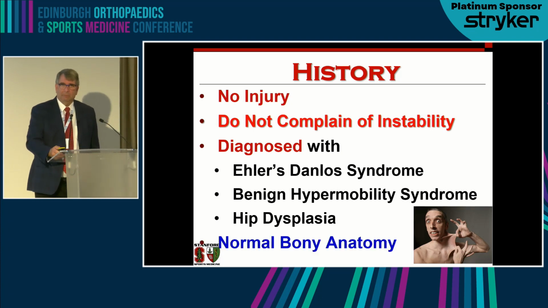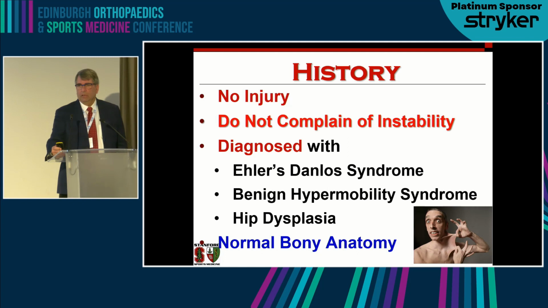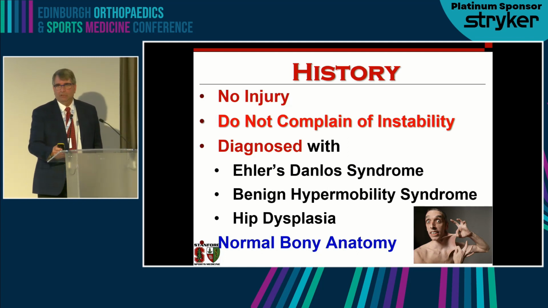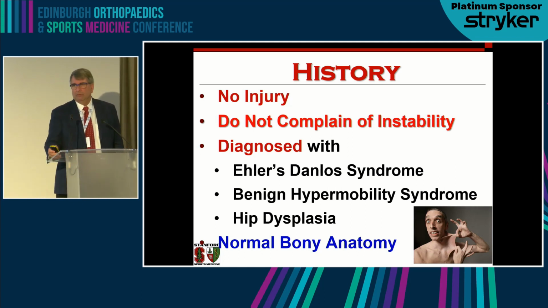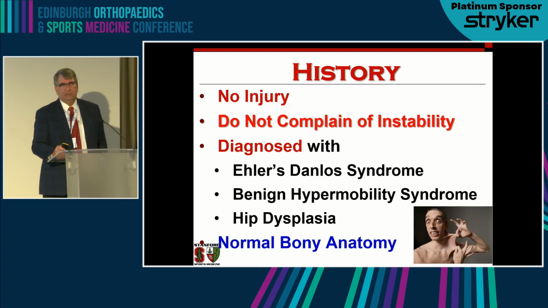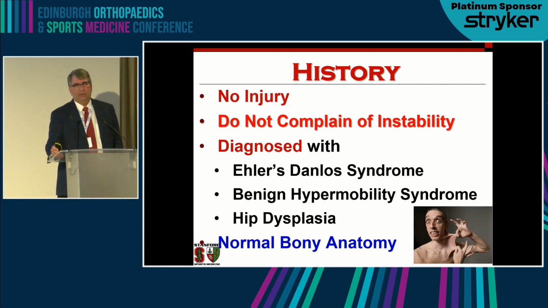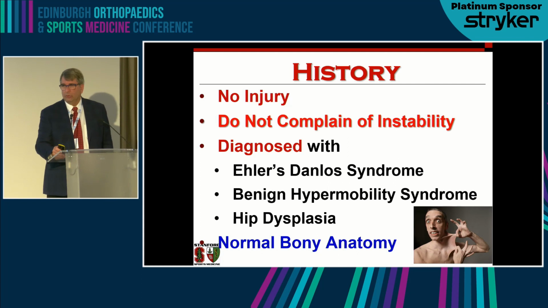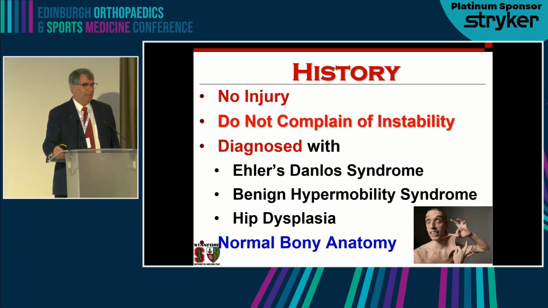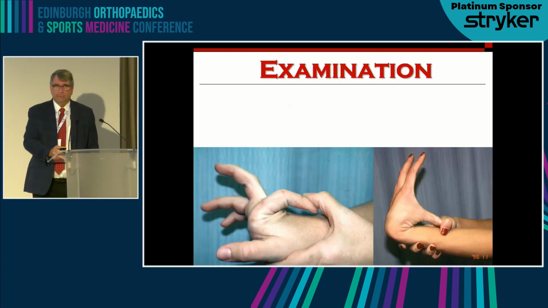But one of the keys that got me started on this early on was that a lot of these people had normal bony anatomy. So Wenger showed that 87% of patients that had symptomatic labral tears had bony dysmorphology, and that was either FAI or dysplasia. So what about those other 13%? And I think those might have been patients with microinstability, if you will.